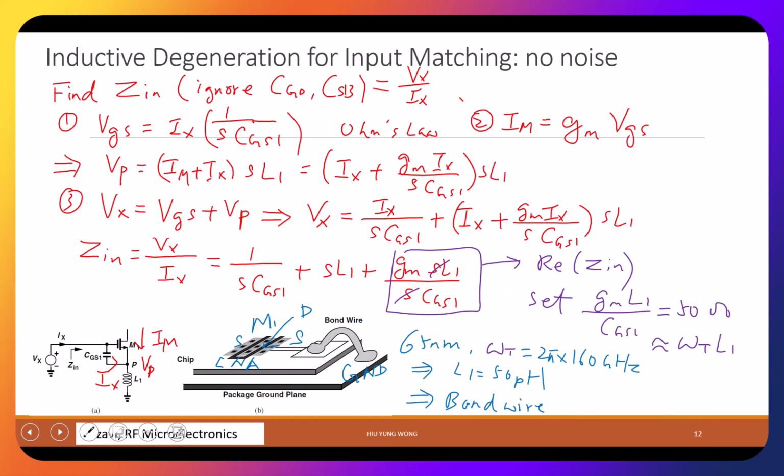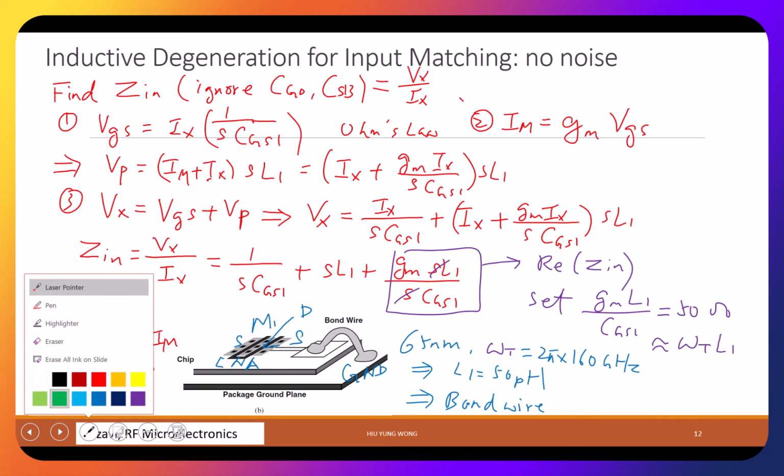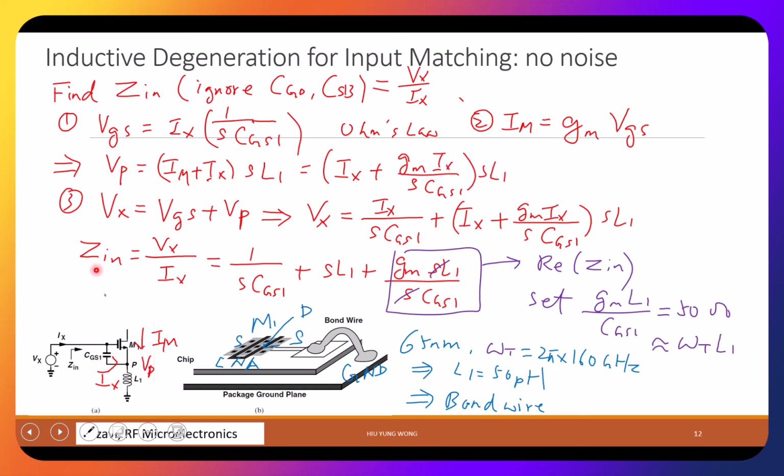Okay, so I keep forgetting about this. Can we look at this? Do you remember what the input impedance is? 1 over SCGS1 plus SL1 plus 50 ohm. Do you see that? That was the input impedance. How do you model this one? Capacitor in series with inductor in series with resistor. Right, so let me draw this circuit. That's why I got confused, right?